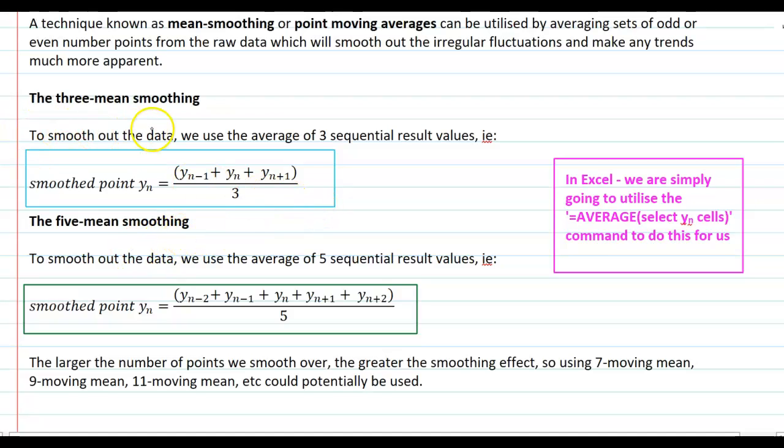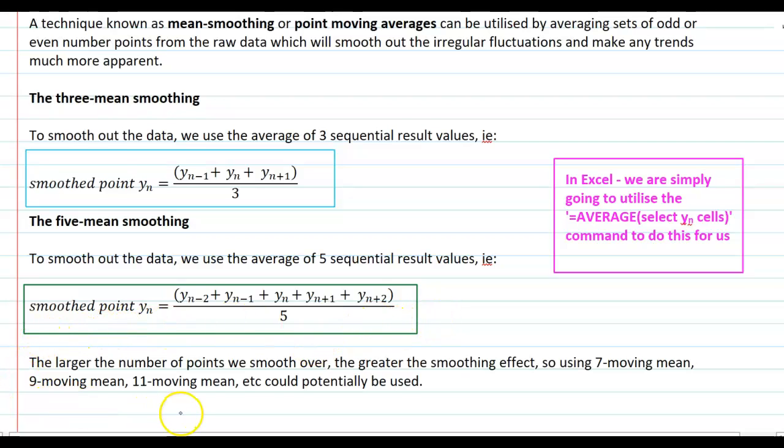Essentially, to smooth out the data, you use an average of 3 sequential result values, and we call our smoothed point yn. The general formula uses sequential values from your results table, centralized on the value that you're after: you take the value before and the value after, then divide by the fact that there's 3 values. For 5 mean smoothing, you're simply selecting 5 sequential result values. Focusing on your smoothed point, you grab the 2 values before and the 2 values after and average 5 values.